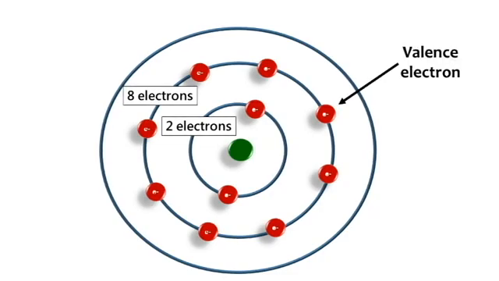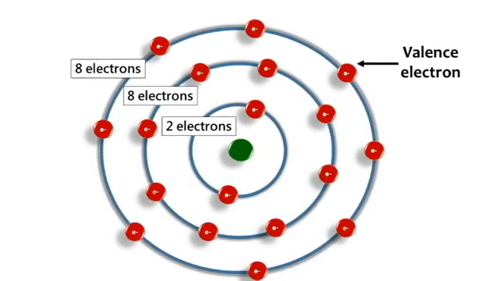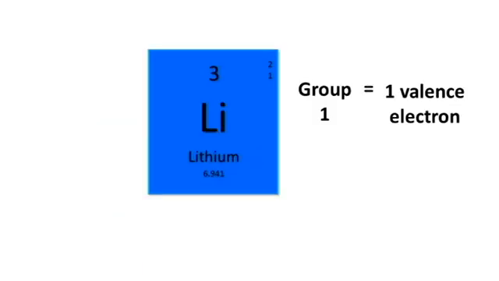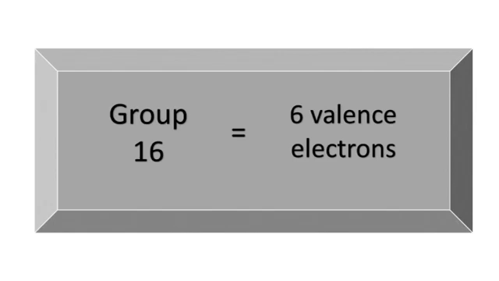In this case, the electrons in the second electron shell are called the valence electrons. The third electron shell can also hold a maximum of 8 electrons. In this case, the electrons in the third electron shell are called valence electrons, and so on. So let's look at the element lithium. Lithium is in group 1 of the periodic table, and since it's in group 1, it has 1 electron in its outermost shell.